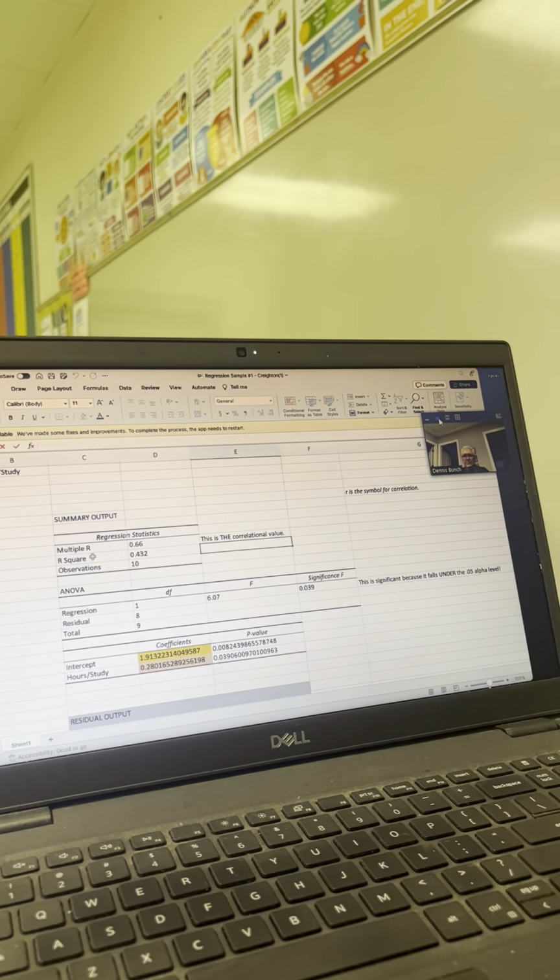So this outcome is the square of R. The R squared value is the percentage of the dependent variable, which is the GPA. So that would be 43%, typically explained by the independent variable.